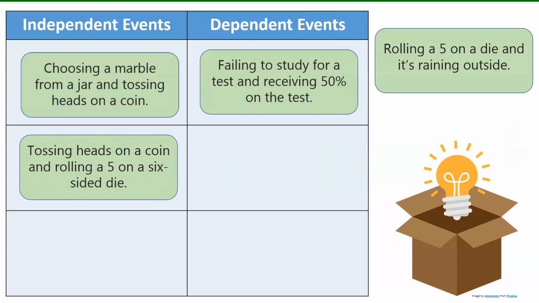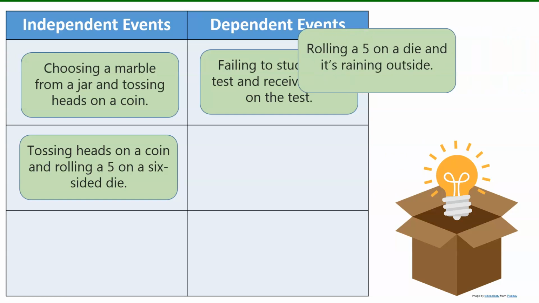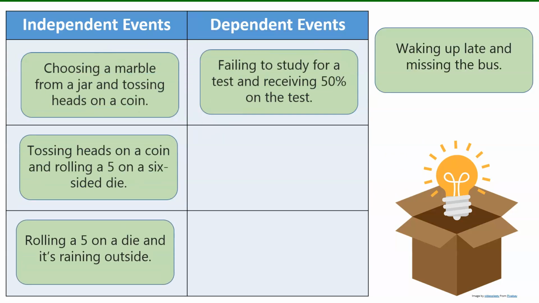Rolling a 5 on a die and it's raining outside. Whatever I roll on a die is not going to impact the weather, so those are independent events. Waking up late and missing the bus. Well, if I wake up late, chances are my day and my schedule is going to be thrown off, so those would definitely be dependent events.